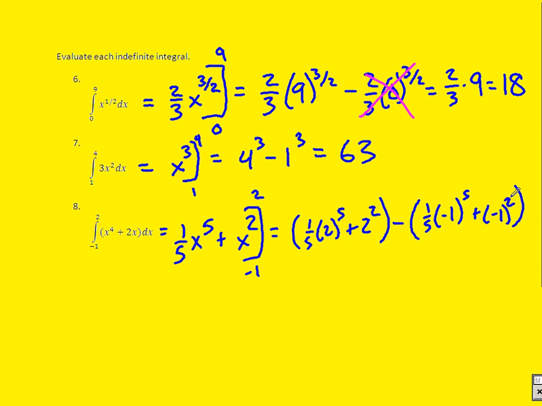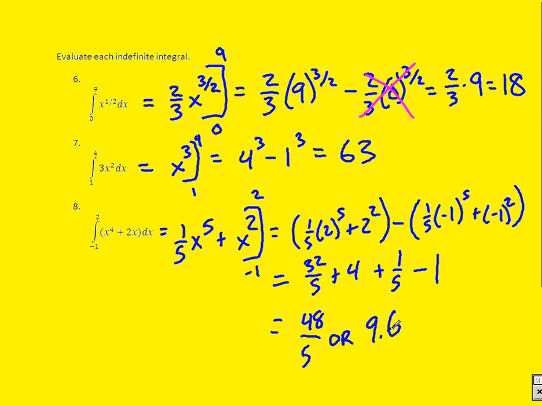Now I'll just do my subtraction and plug everything in. This will be 32 over 5 plus 4. And I'll be subtracting off a negative 1/5, so that means I'm adding 1/5. And then I'll be subtracting 1 from that. I'll use my calculator, or I can get a common denominator, whatever I need to do. And I will get an answer of 48 over 5, or I could put that in decimal. If you did it that way, it would be 9.6.